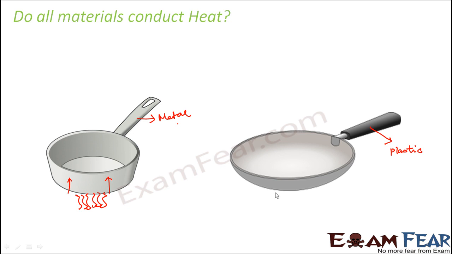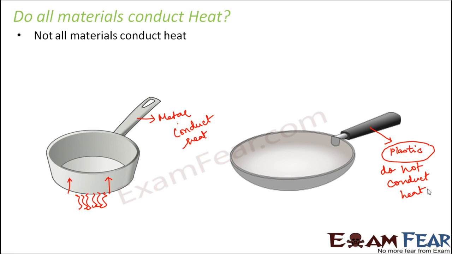But in this case, the pan definitely gets heated because it is made up of metal. But since this handle is made up of plastic and plastic does not conduct heat, plastic does not allow heat to pass through it. Therefore, the plastic handle does not get heated. So what do we observe from this? We observe that metals conduct heat, that is, metals allow heat to pass through them, but plastics do not conduct heat. So with this, we get to know that it is not necessary that all materials will conduct heat.